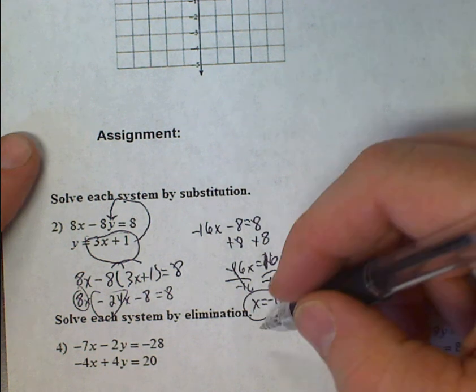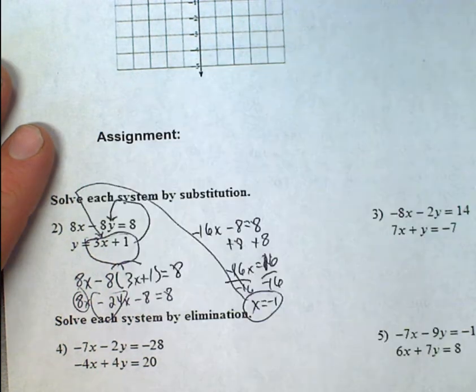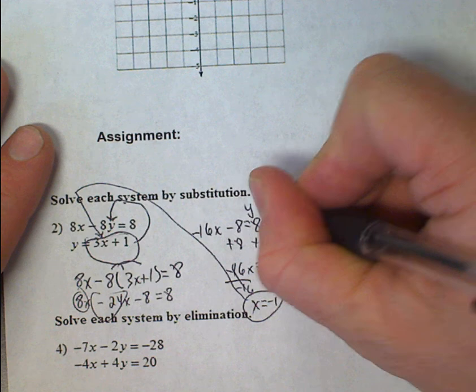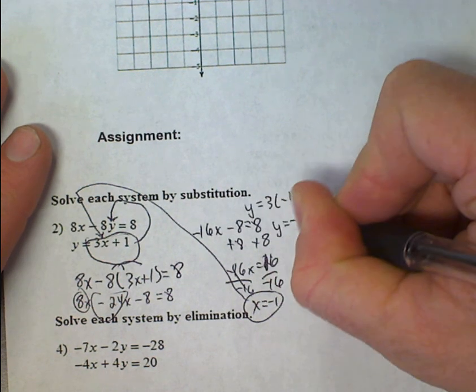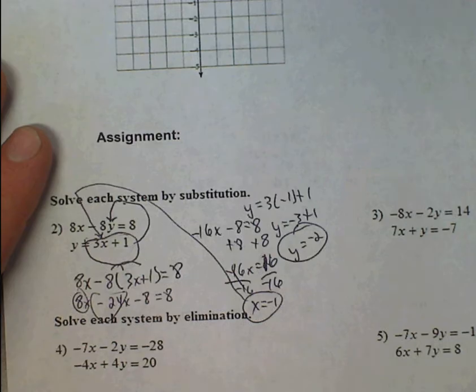If I take x equals negative 1, I'm going to sub it back into one of my equations. I'm going to sub it into the second one because it's easier. Y equals 3 times negative 1 plus 1. So y would be negative 3 plus 1. Y is negative 2.